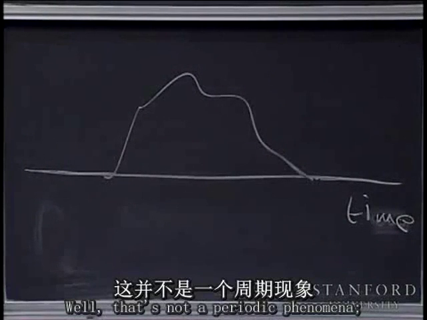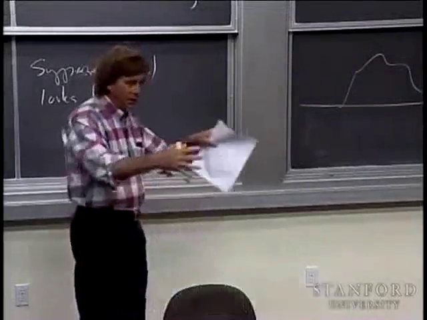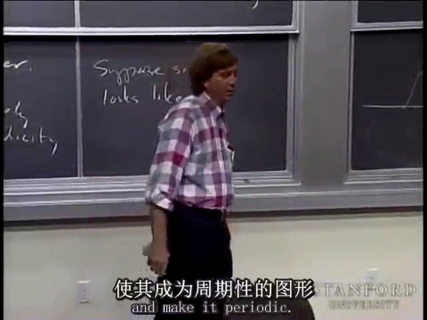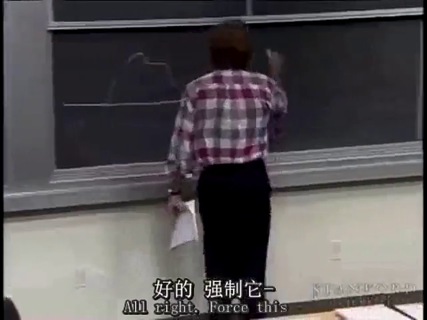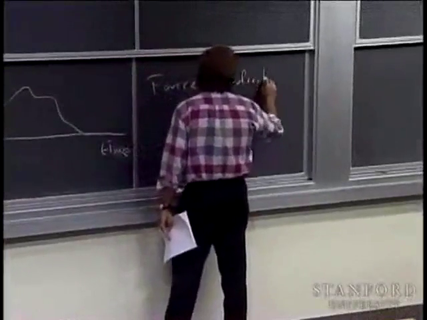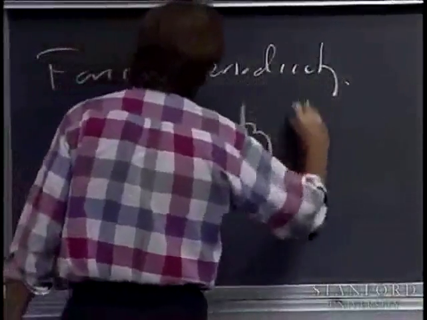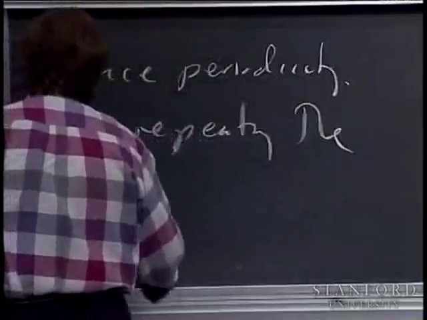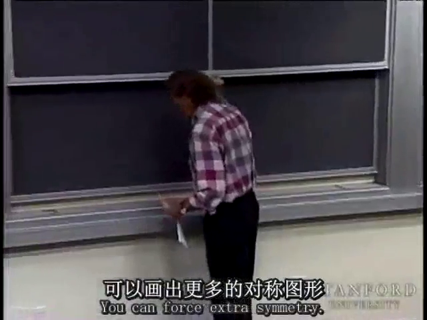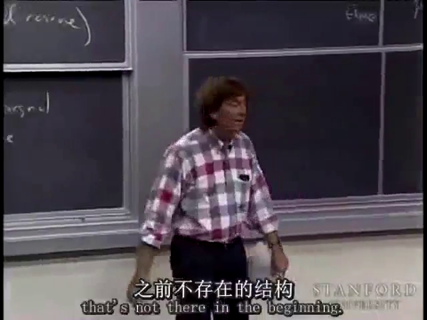Well, that's not a periodic phenomenon. It doesn't exhibit periodic behavior. But if it dies out outside of a finite interval, then you can just repeat the pattern and make it periodic. Right? You can force periodicity, that is, by repeating the pattern. You can force extra symmetry. You can force extra structure to the problem that's not there in the beginning.